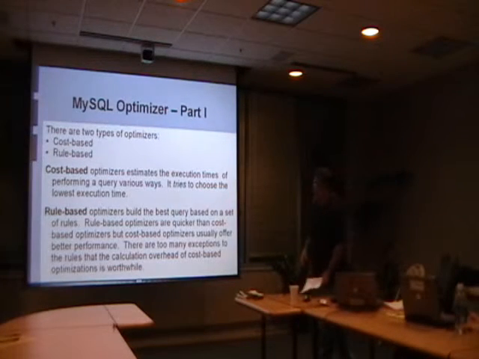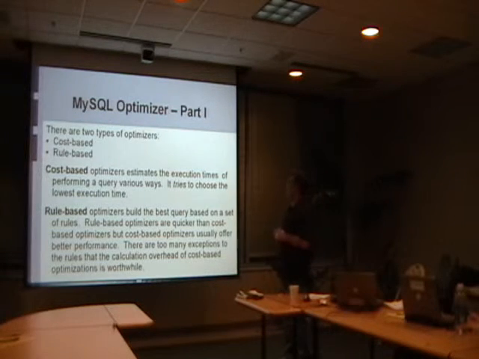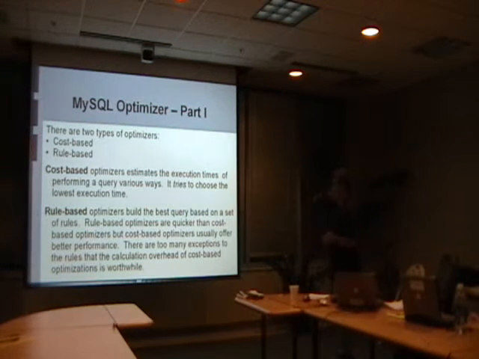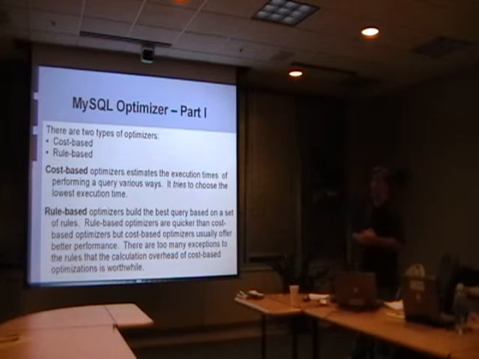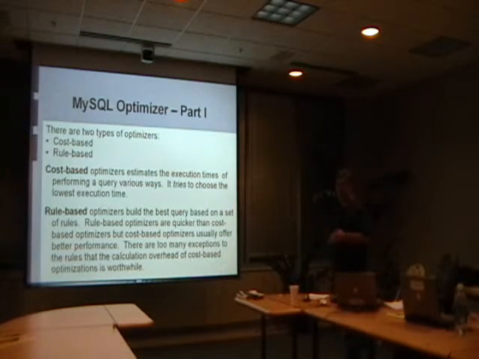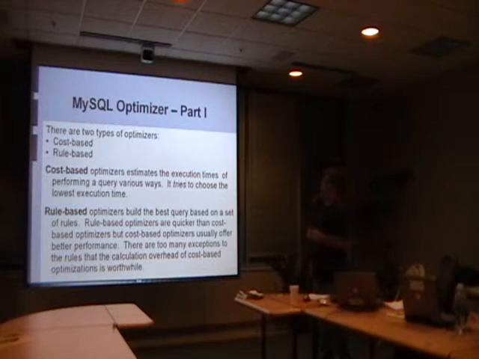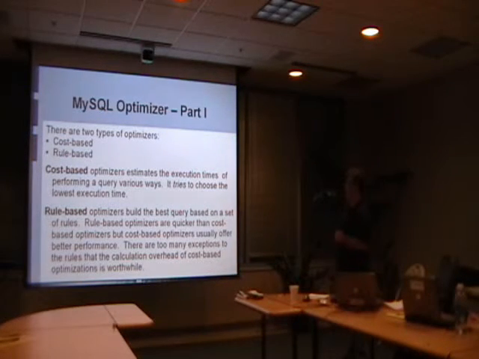There's a couple things to point out here. The cost-based optimizer estimates the execution time of performing a query in various ways, okay? And then it tries, and I emphasize that it tries, to choose the lowest execution time. Not always right, but it's pretty good most of the time. A rule-based optimizer builds what it thinks is the best query based on a set of rules, okay? That's where, of course, it gets its name.